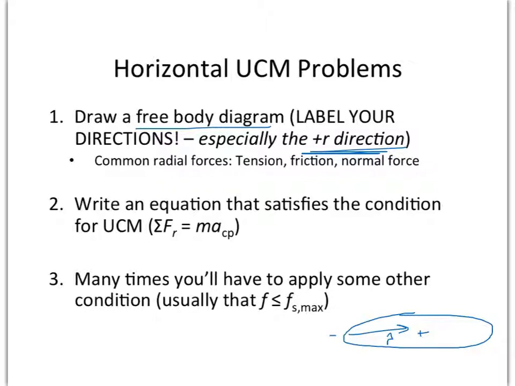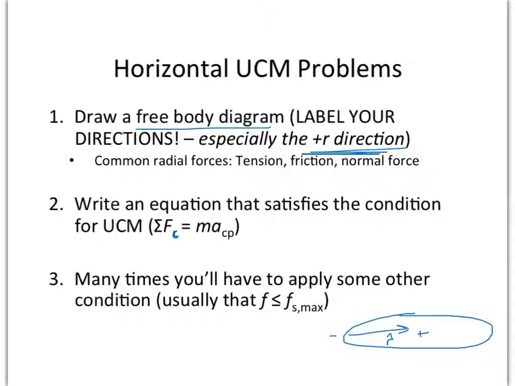All right. So what is going to be acting towards the center? It could be a string. And so label your tension forces. It may possibly be that there's friction acting towards the center, keeping your object in a circular path. Maybe it's a normal force that is doing that. So we're going to label all of those forces that are directed towards the center. Towards the center is positive, towards the outside is negative. All right. Write a general equation that satisfies a condition for net force, the centripetal force, I should say, equals mass times centripetal acceleration.